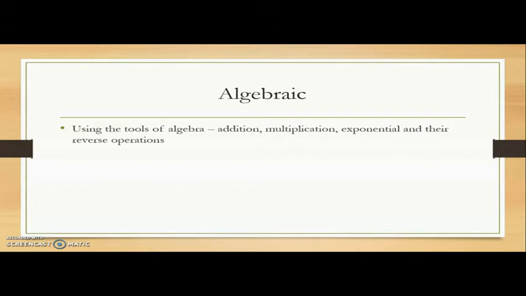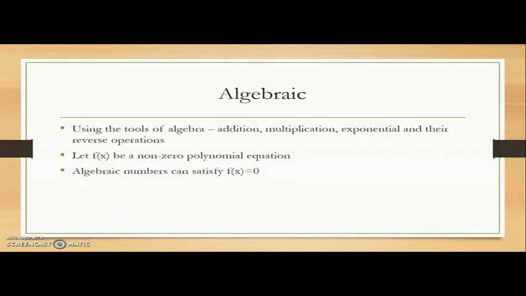So, if we can make it using algebra, then that means there's a function out there that can unmake it. What I mean is, there exists a function f(x) such that if x is our algebraic number, it's possible for f(x) equals 0 to exist, to make it become 0. We call these functions polynomial functions.